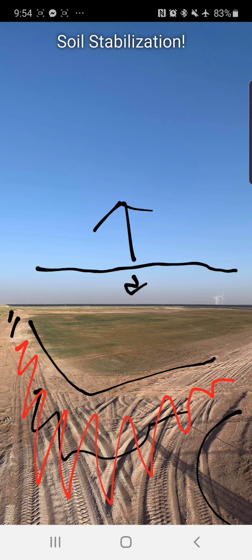So in a climate where you have high wind velocities, for instance, where you have wind turbines, and you have highly erodible soils, that is a recipe for problems.